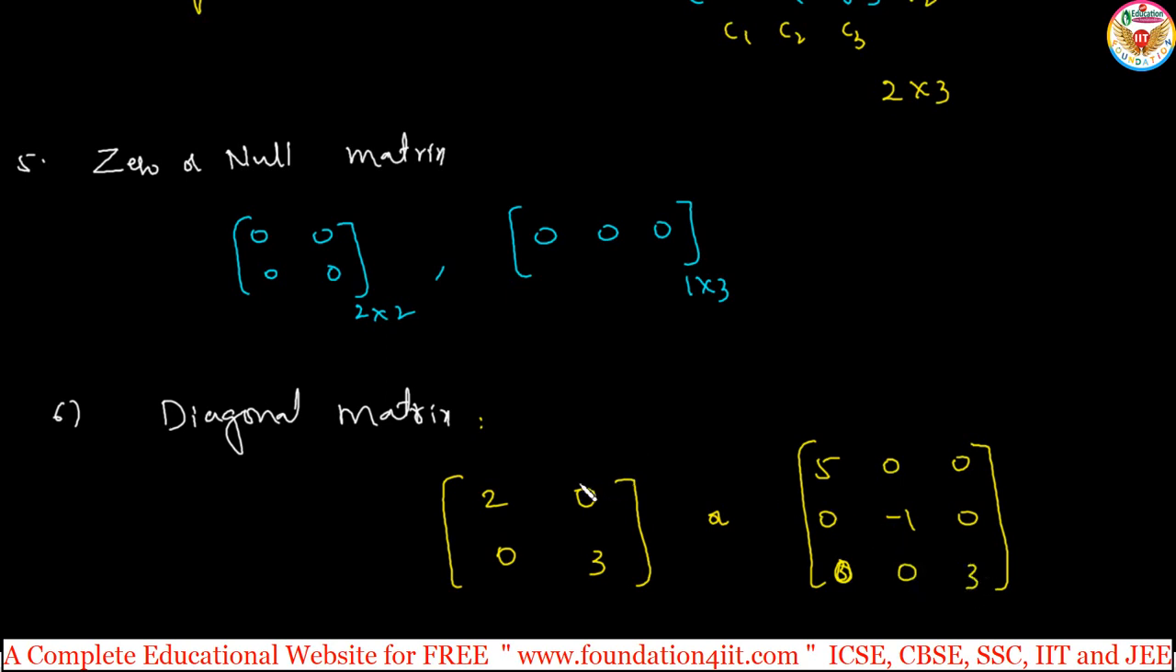If you observe here, these both are square matrices. This one is 2 rows, 2 columns, and this is 3 rows, 3 columns. The principal diagonal runs from the first row, first column to the last row, last column. A matrix in which all elements are 0 except those on the leading diagonal is called a diagonal matrix. Except those on the diagonal, the remaining elements must be 0. Only that type of matrix is called a diagonal matrix.